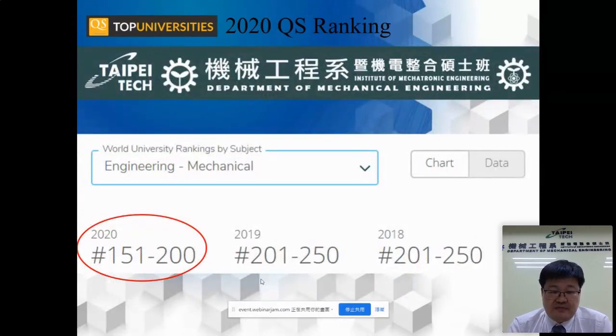And for the subject of mechanical engineering, you can see we keep going up. In 2018 we were 219, and now we are 151.